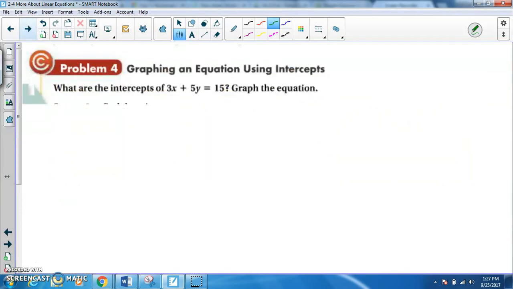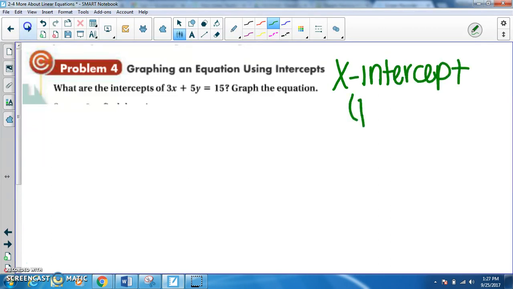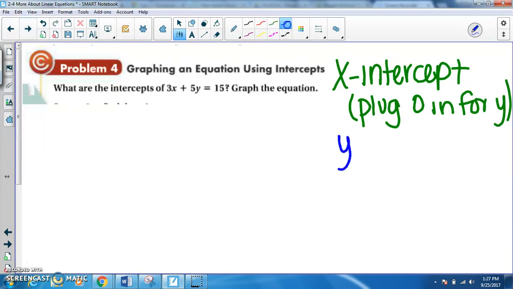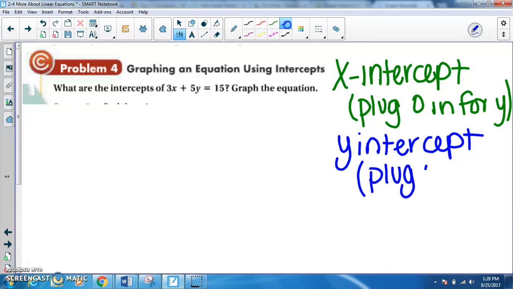Graphing an equation using intercepts. What are the intercepts of 3x plus 5y equals 15? So we need to think about what intercepts are. For an x-intercept, that means we are on the x-axis, so we plug 0 in for y. For a y-intercept, that means we're on the y-axis, so our x value is 0. So we plug 0 in for x.